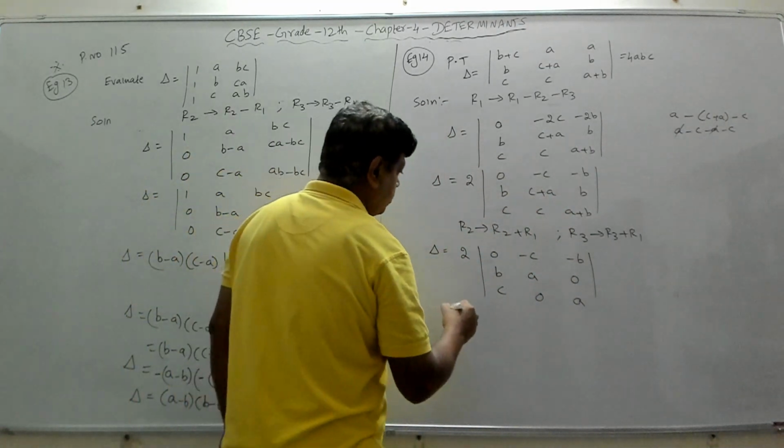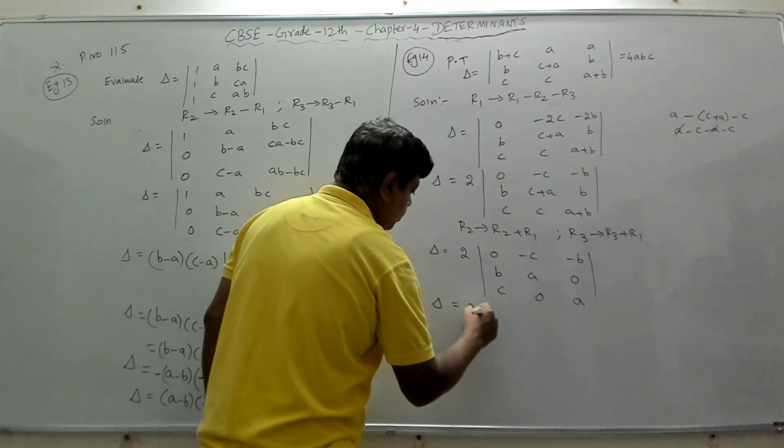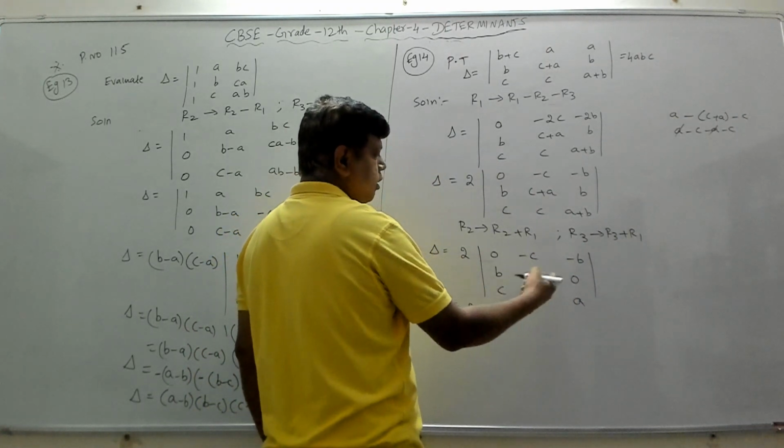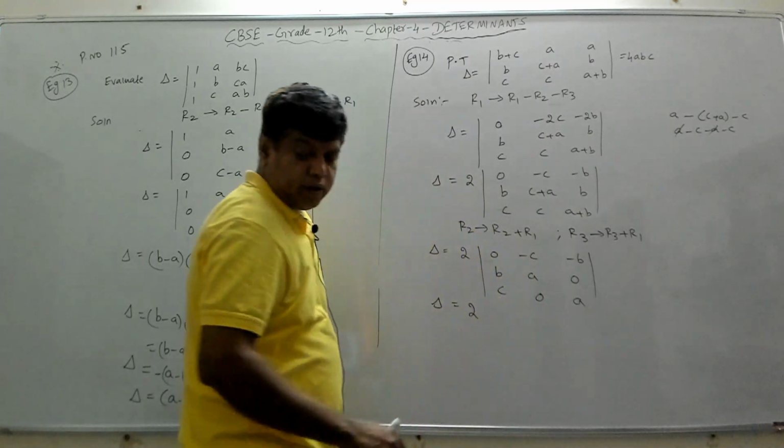Fine. Now we got many zeros: 0, 0, 0. So we can try to expand now. 2 into, if you expand along any row or any column, we can expand along R1. So I'll write here, expanding along R1.